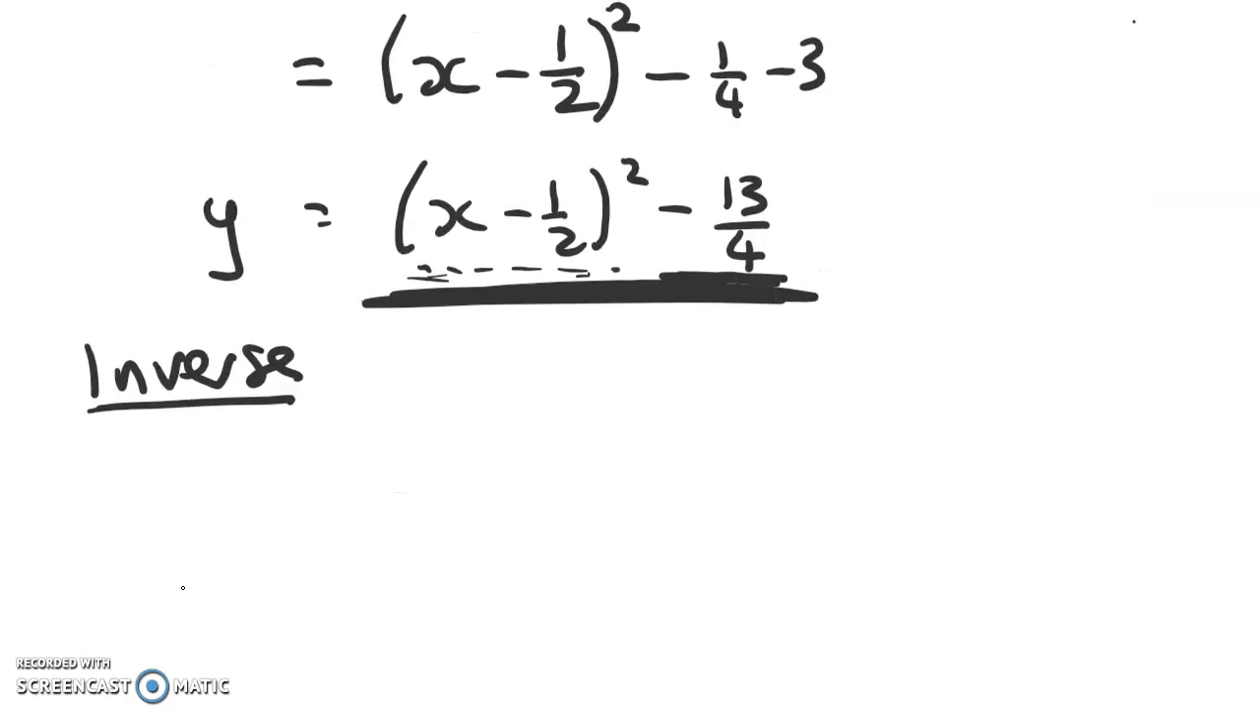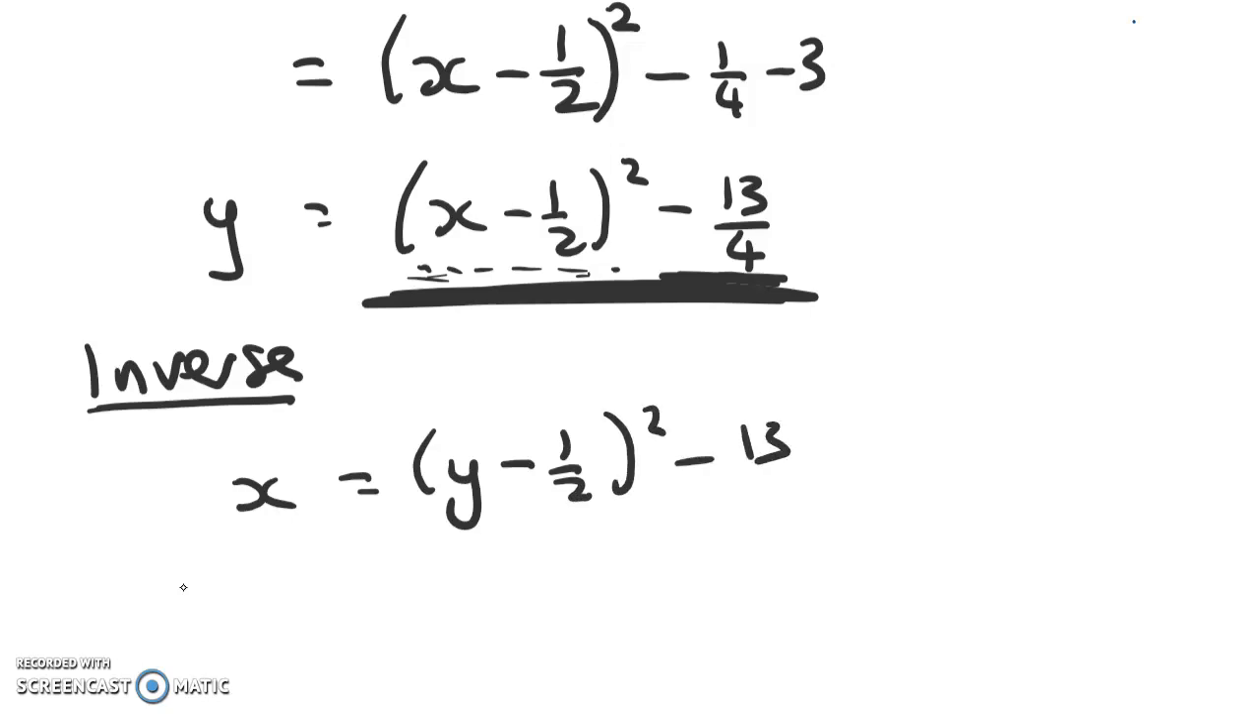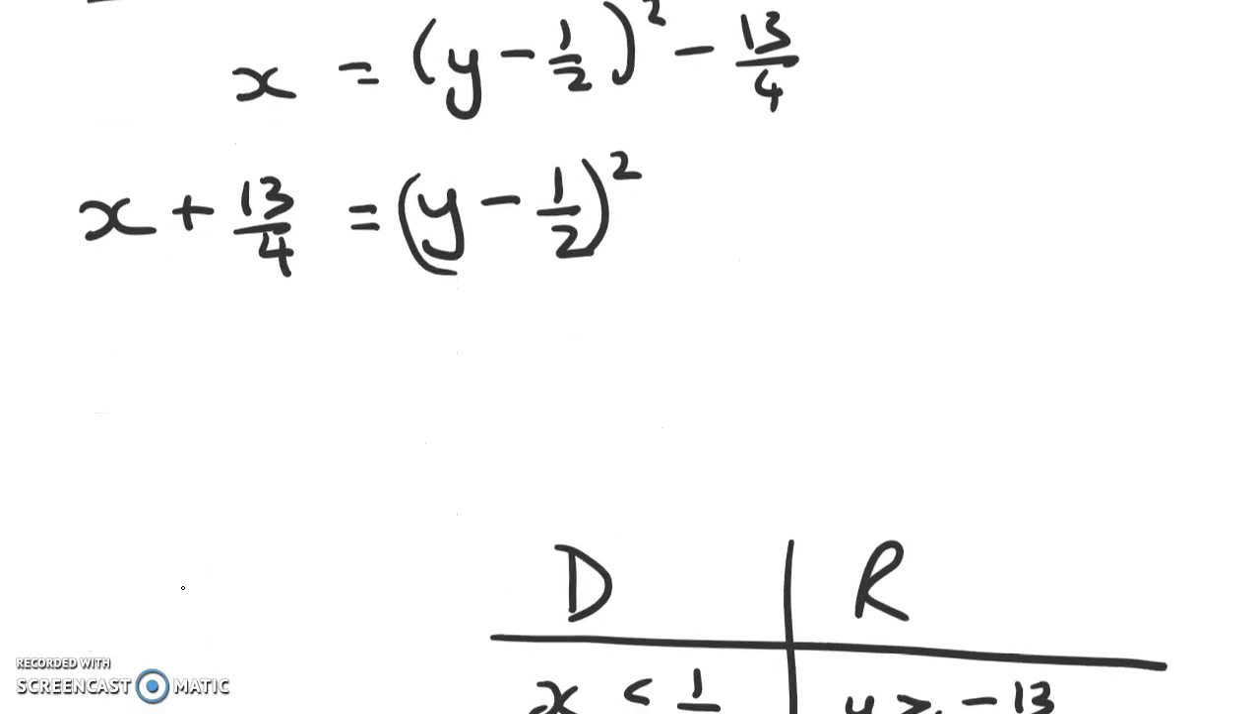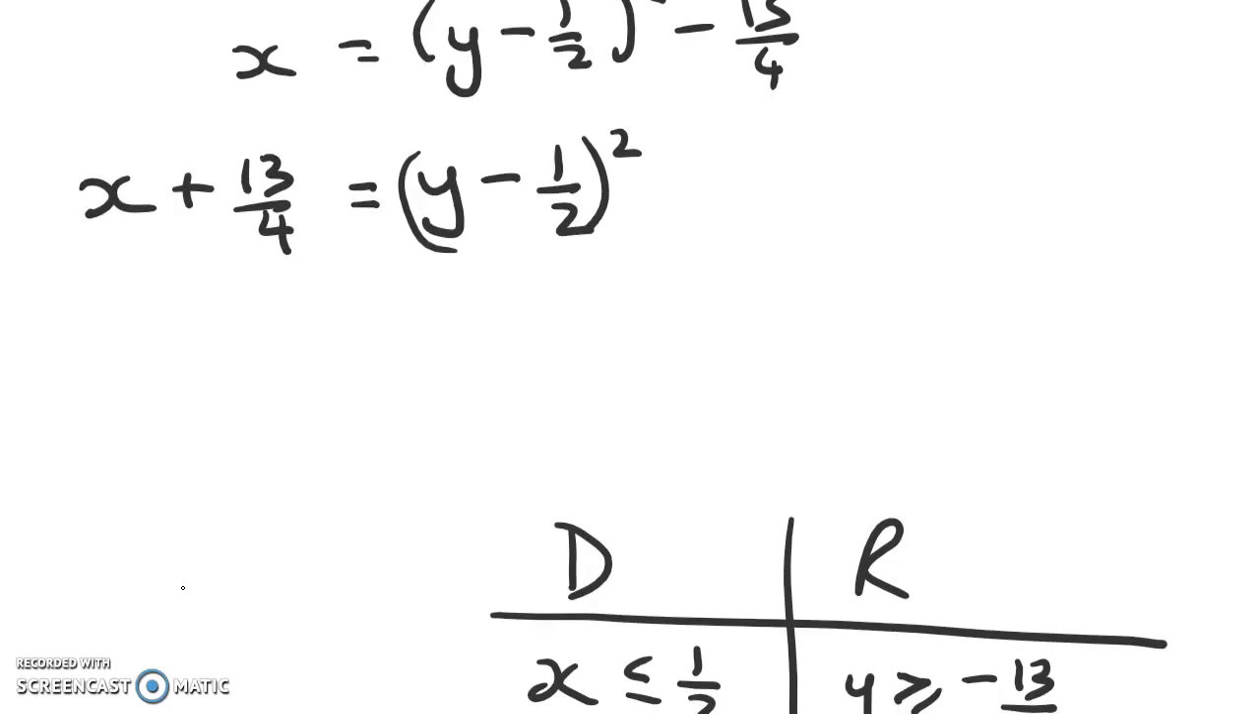So for the inverse, we're going to rearrange. We have x is equal to (y minus 1/2) squared minus 13 over 4. That gives me x plus 13 over 4 is equal to (y minus 1/2) squared. Now we've got to take a square root on both sides. But what we have to think about is which one we want to end up with. So let's start by just putting down both of them.